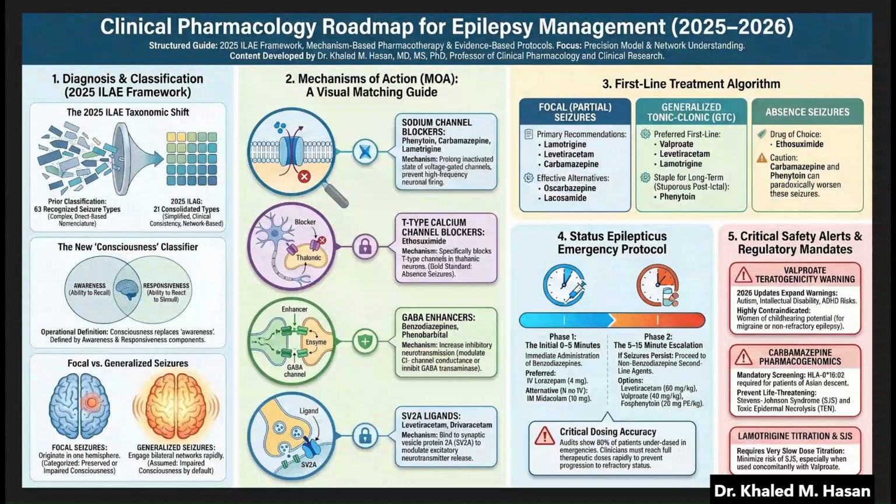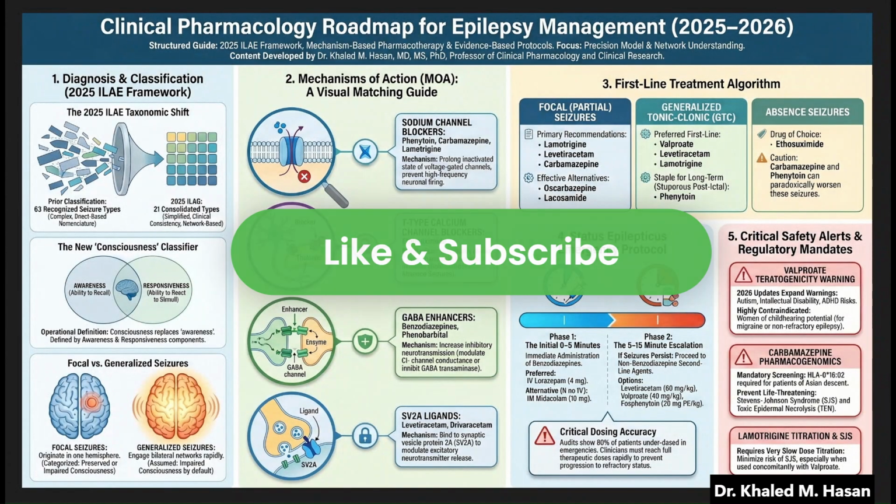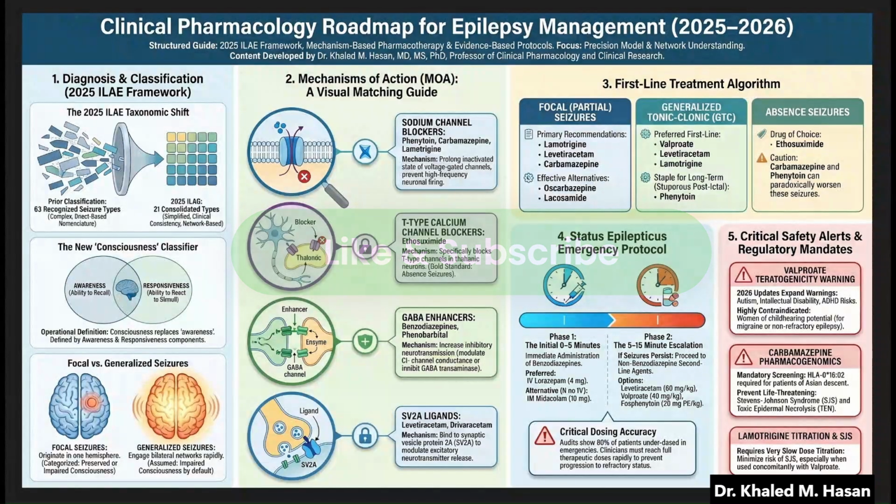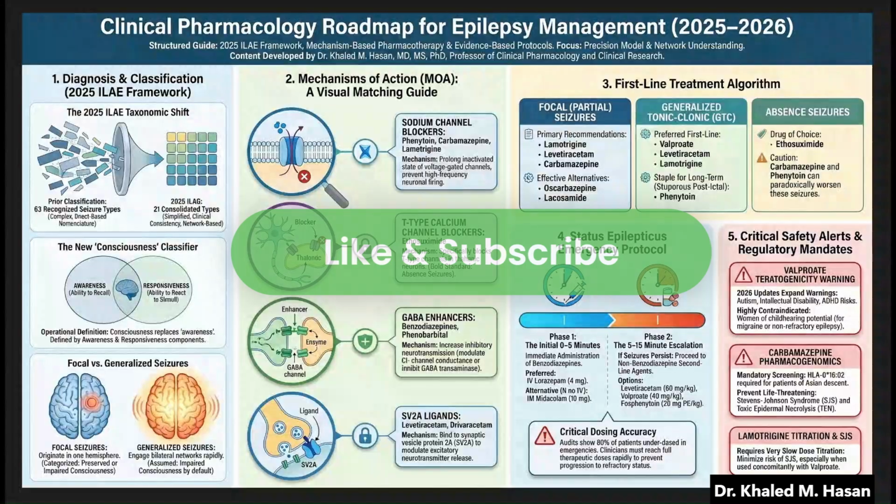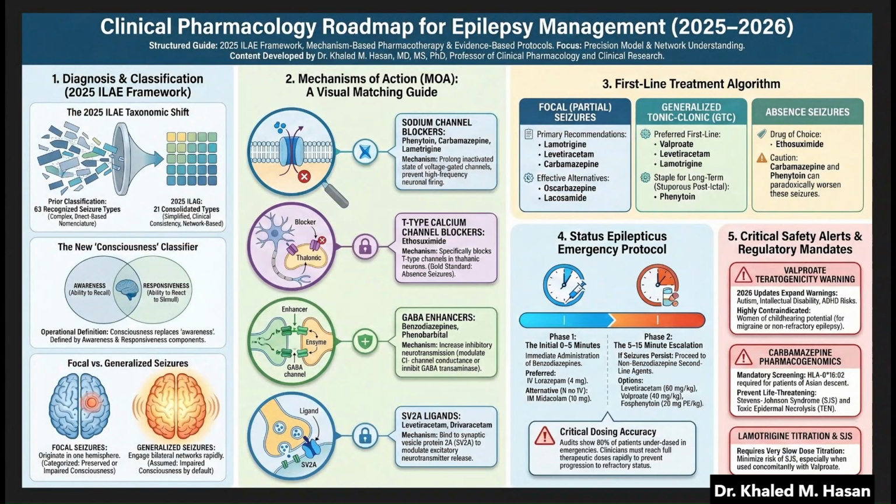Carbamazepine pharmacogenomics: mandatory genetic screening for the HLA-B*1502 allele is required for patients of Asian descent prior to initiating carbamazepine. Carrying this allele puts the patient at extreme risk for life-threatening cutaneous toxicities, specifically Stevens-Johnson syndrome, SJS, and toxic epidermal necrolysis, TEN. Lamotrigine titration and SJS.